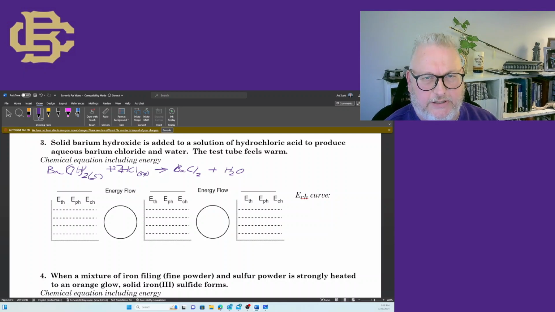So I got 2 HCl's. So I got 2 hydrogens. I got 2 hydrogens. That's 4. Got 2 chlorines now. Yep, that's good. And I got 2 oxygens. I think if I put a 2 there, that gives me 4 hydrogens. That's what I got. 2 oxygens. I'm good.